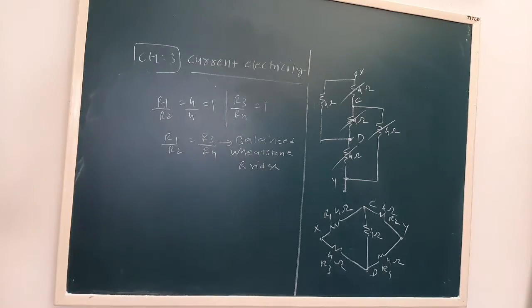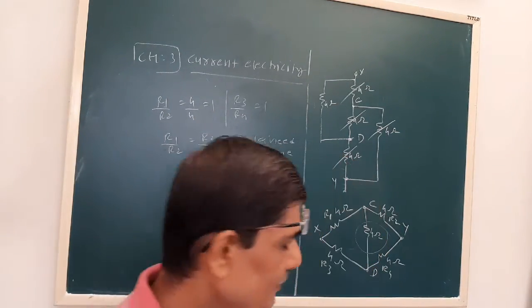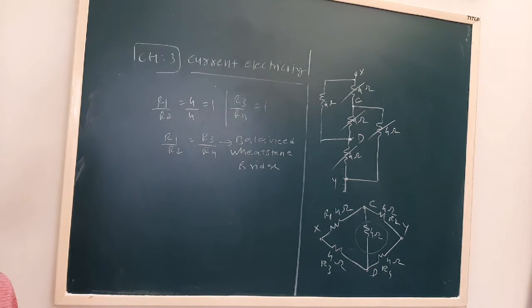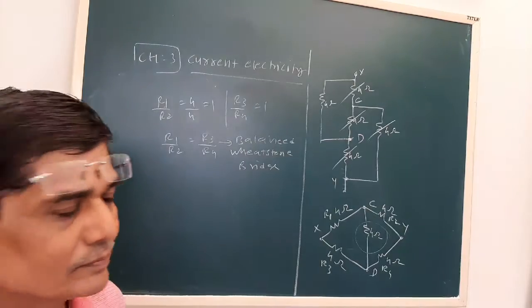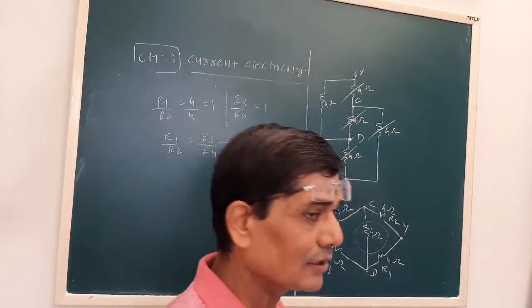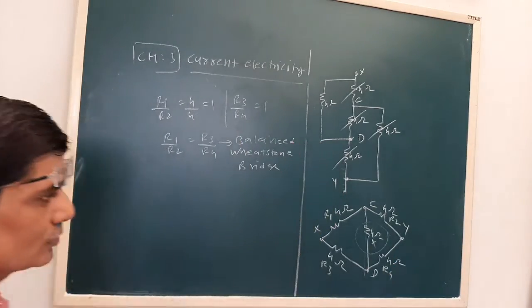That means, right now we assume this resistance in place of a galvanometer. So in a balanced Wheatstone bridge, the current through the galvanometer is 0. So here also in the CD branch the current will be 0. So that means there is no importance of this resistor.